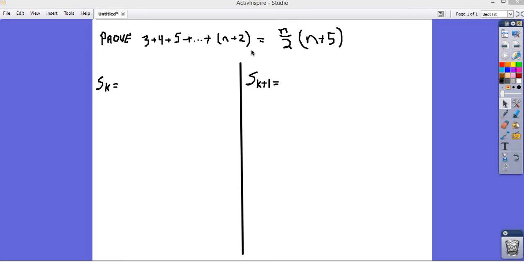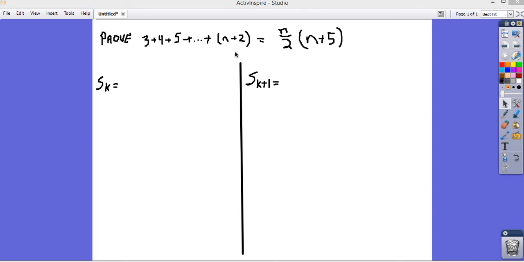Now, with mathematical induction, you're just trying to prove that some sequence or series is equal to a formula. This is saying that if we add up all the numbers of this pattern, notice the pattern is the sequence number plus 2. So for example, this is the first number in the sequence, so its value is 1 plus 2. This is the second number in the sequence, so its value is 2 plus 2, which is 4.